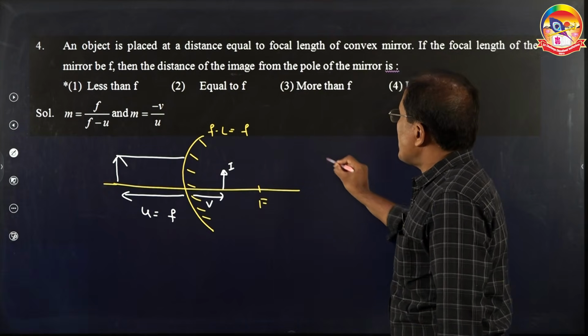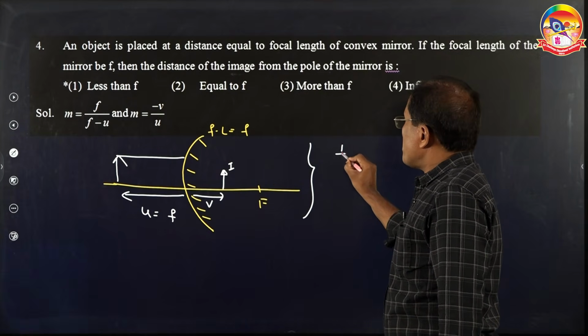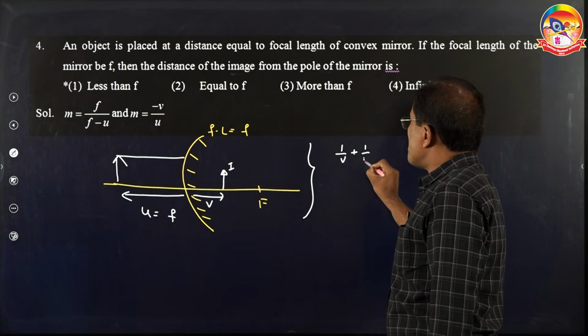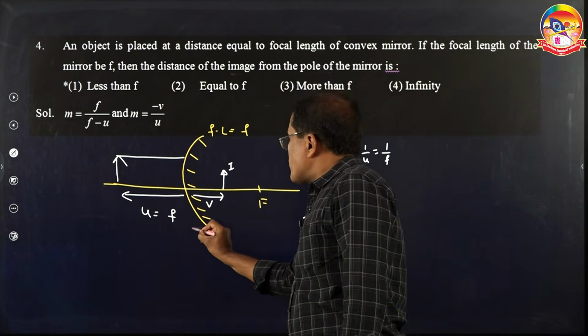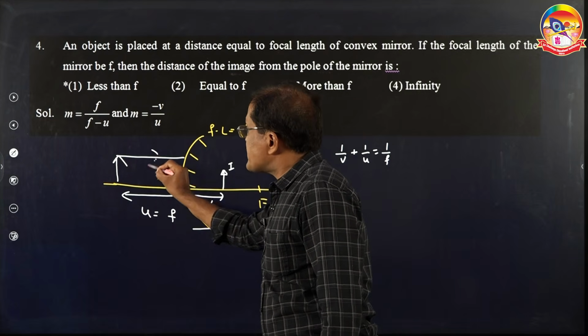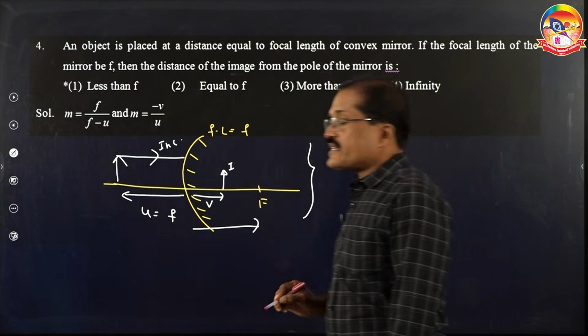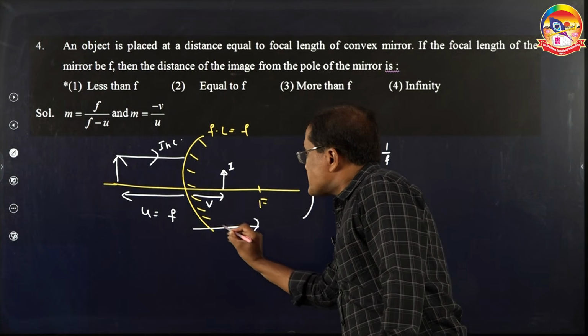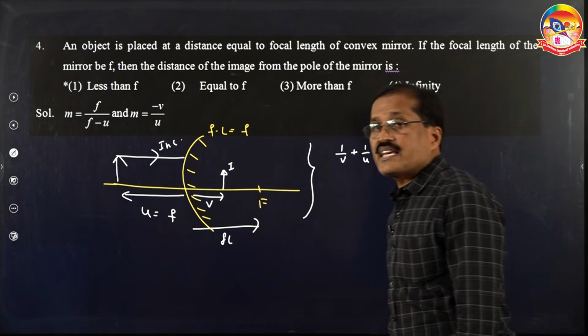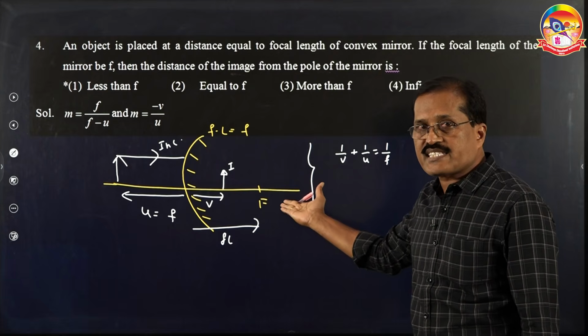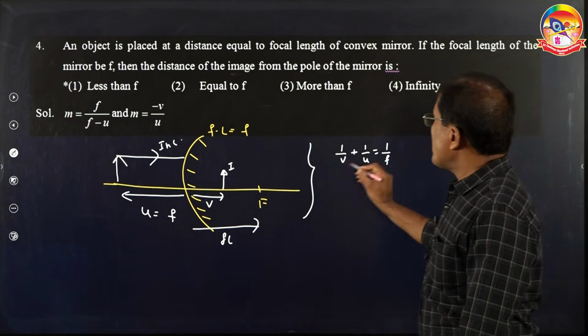We can see a simple relation that we have here: 1 by V plus 1 by U is equal to 1 by F, children. Is the focal length positive or negative? The focal length is positive, because the incident ray is this, this is the object distance, and this is the focal length. The focal length is positive in the case of a convex mirror, because the focus is on this side; for a concave mirror it is the reverse.